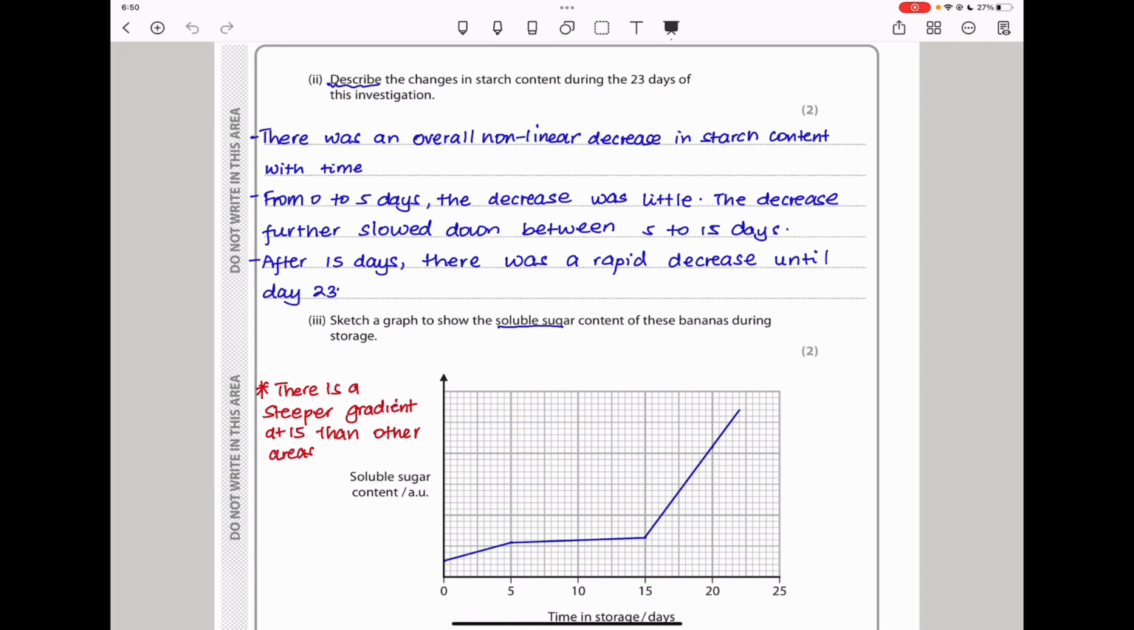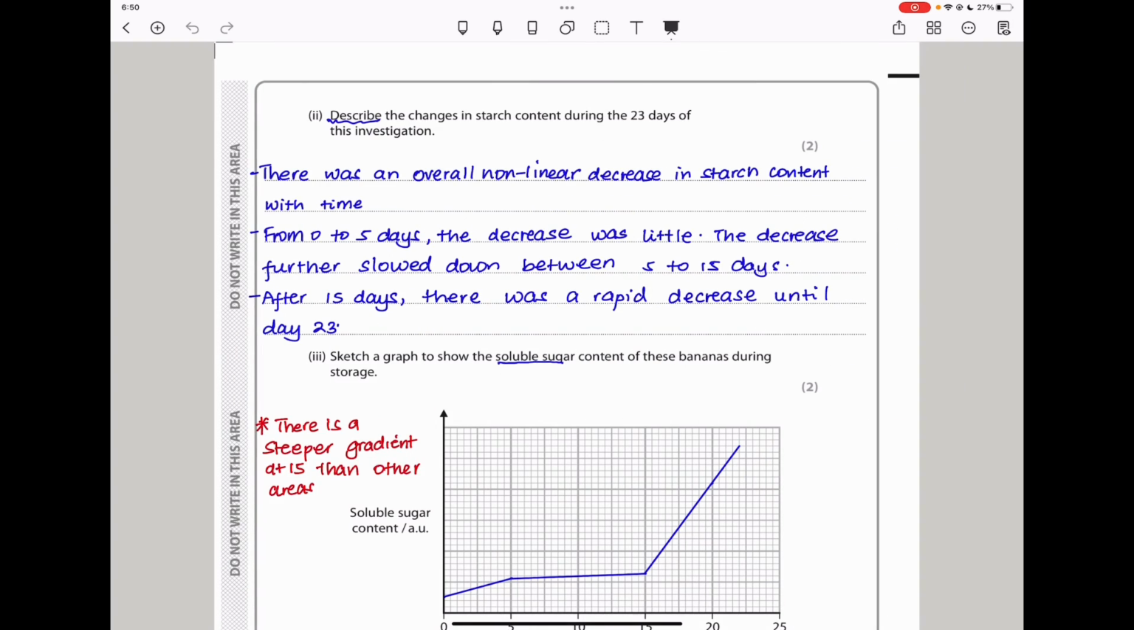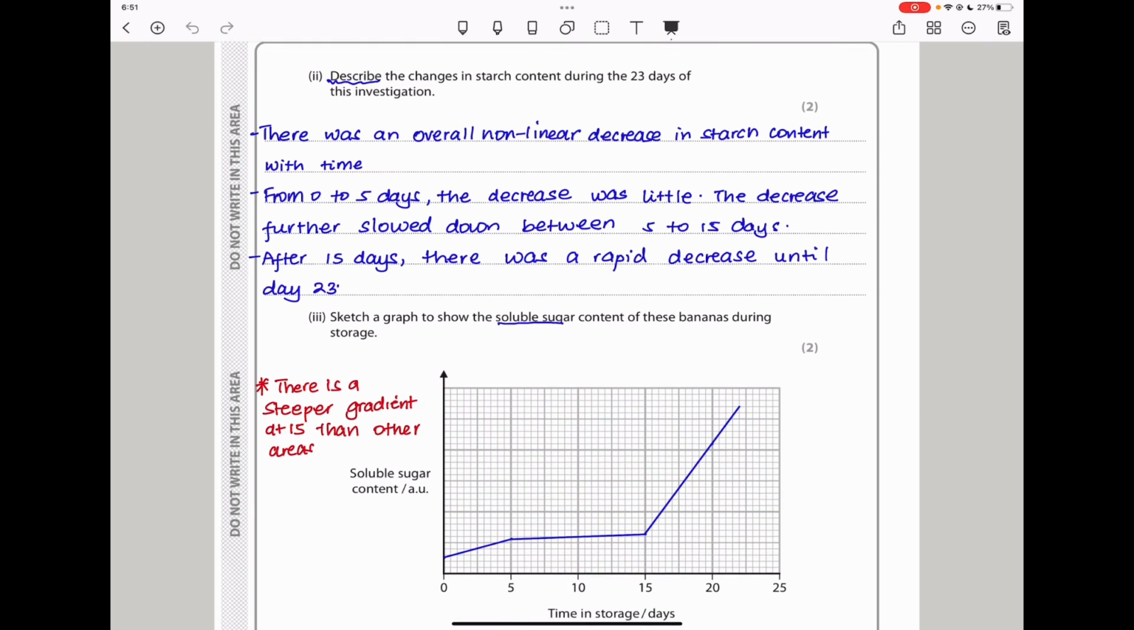They say describe the changes in starch content during the 23 days of the investigation. This is to describe, so you have to talk about how the trend changes. Overall, I said there is a non-linear decrease in starch content with time. Let me take you back. Of course, we can see it's non-linear overall. There are changes that occur. So from 0 to 5 days, the decrease was little. The decrease further slowed down between 5 to 15 days. And after 15 days, there was a rapid decrease until day 23. That is what we observed. And since this is a 2-mark question, any 2 of these would have earned you the marks you're looking for.